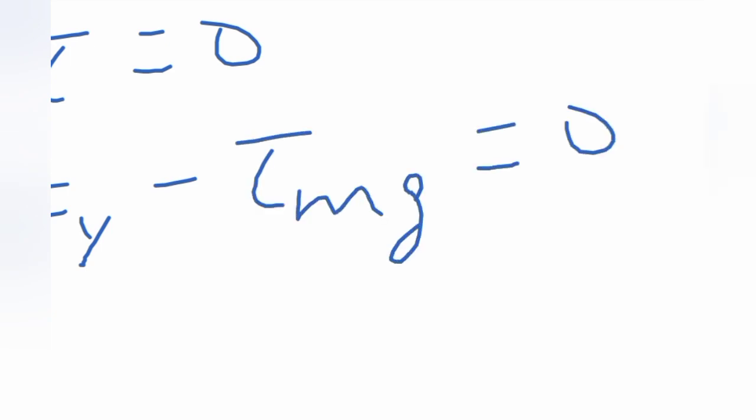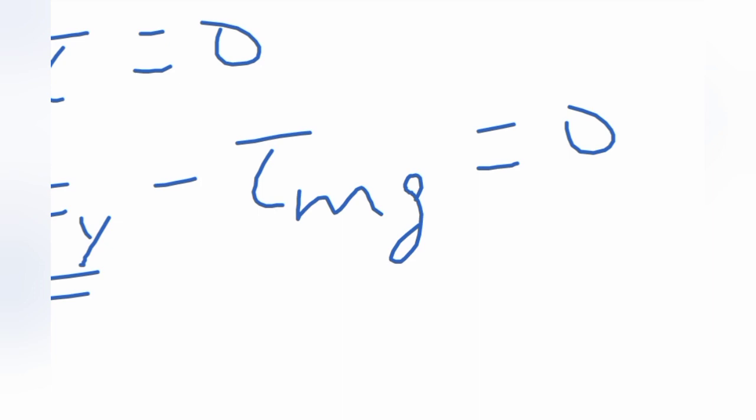So the torque because of tension along the y axis minus the torque because of weight is equal to 0, because these two torques are in opposite directions. The torque because of Ty, the tension along the y axis, is anticlockwise, and the torque because of weight is clockwise. Since they are opposite in direction, we use the minus sign.